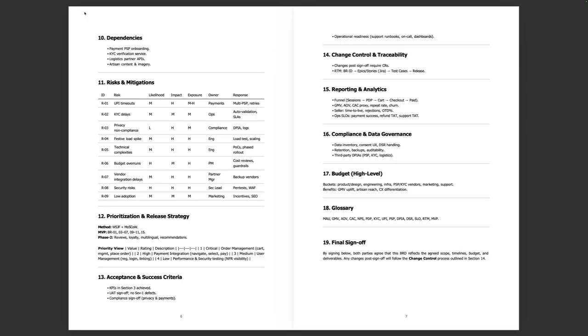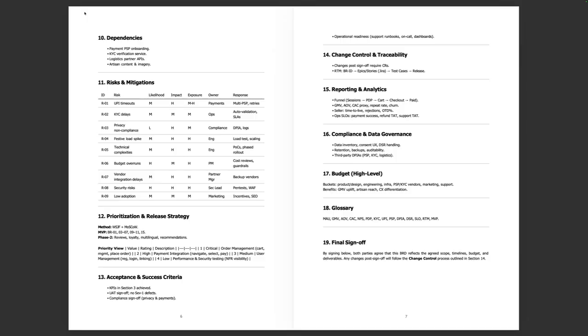So moving on to acceptance and success criteria. This section defines when the project can be considered successful based on KPIs, testing, and compliance approvals. Change control and traceability: any changes after approval must go through the formal process. Requirements are also traceable from business need to final delivery.